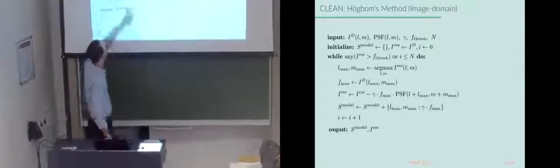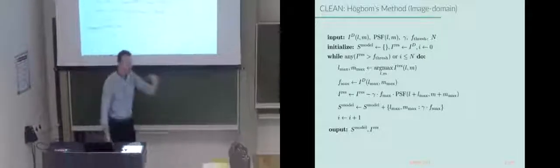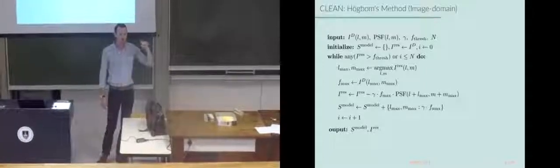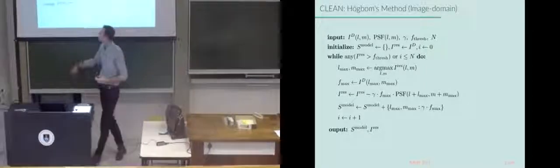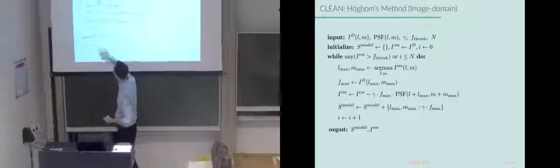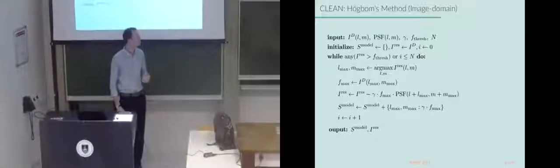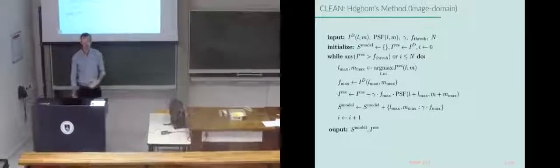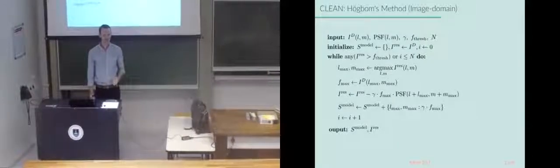And then we update the model, because we've now subtracted, say, a Jansky of flux at some L and M position, and we need to record that in our sky model. Then we update the sky model and keep doing that, and eventually what it outputs is some final sky model and some residual image. So it's as simple as that.